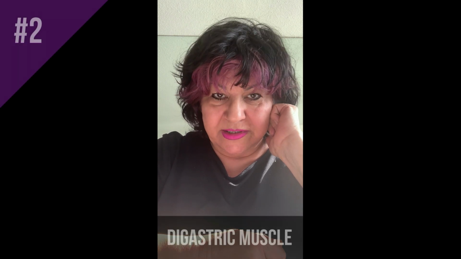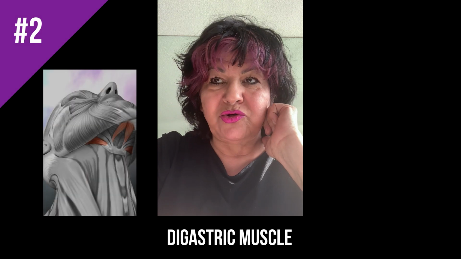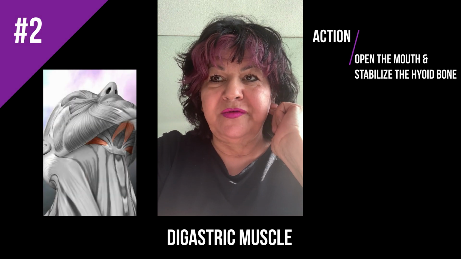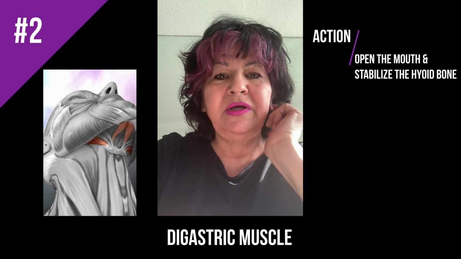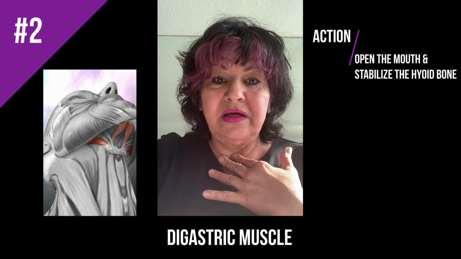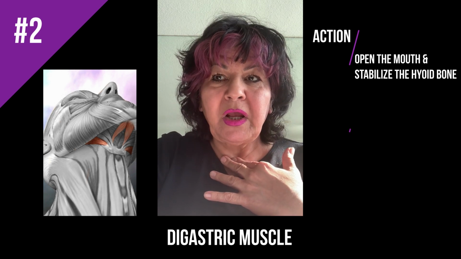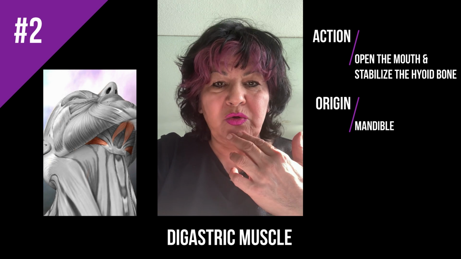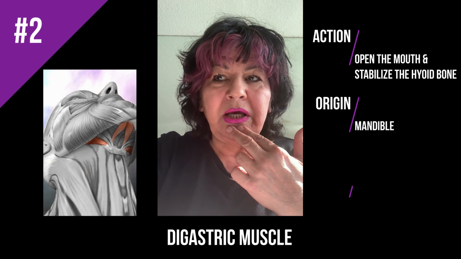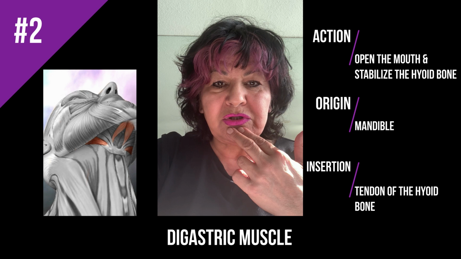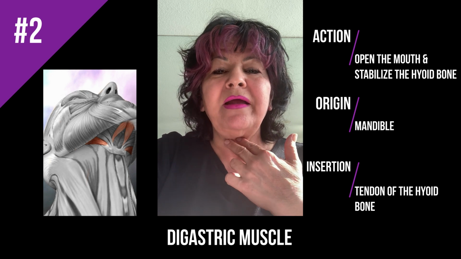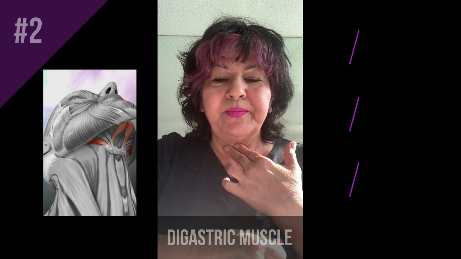Next muscle is the digastric muscle. The action of this muscle is to open the mouth and also stabilize the hyoid bone. The origin of this muscle is on the mandible, and the insertion of the muscle is the tendon of the hyoid bone.